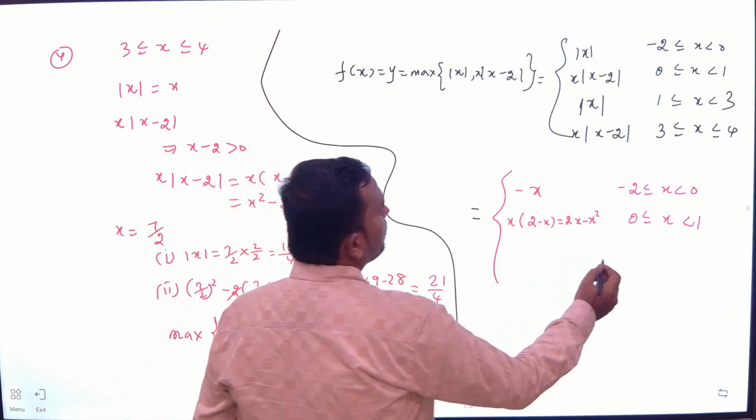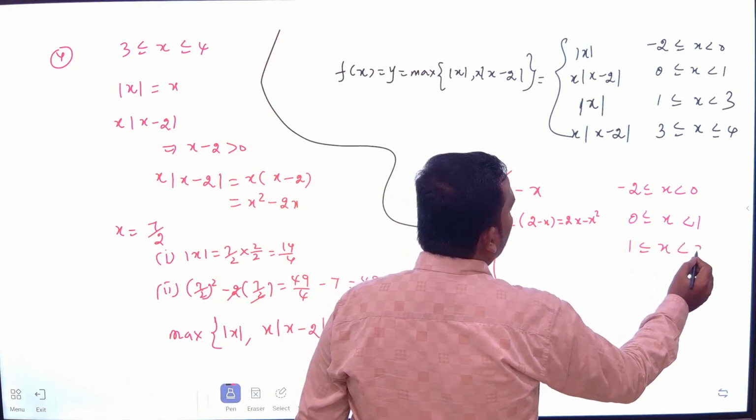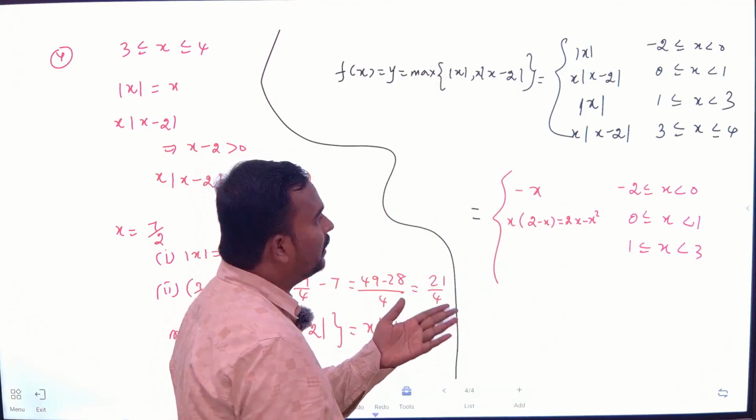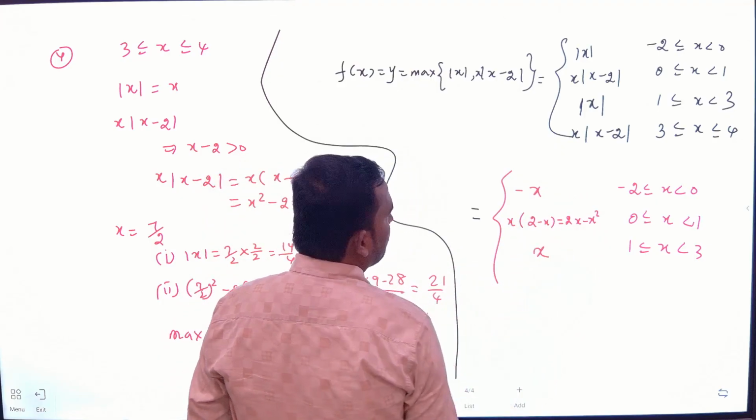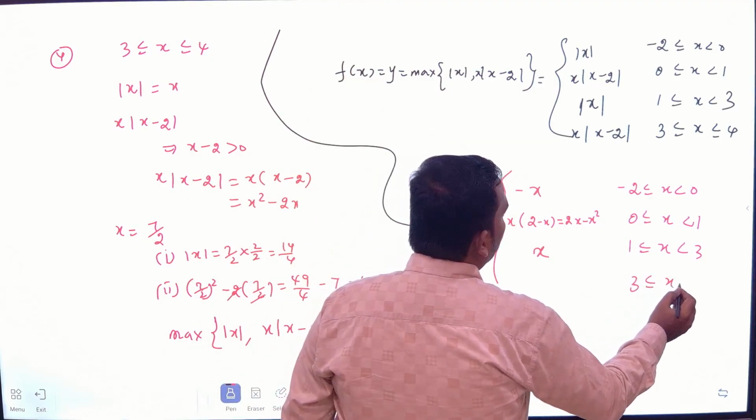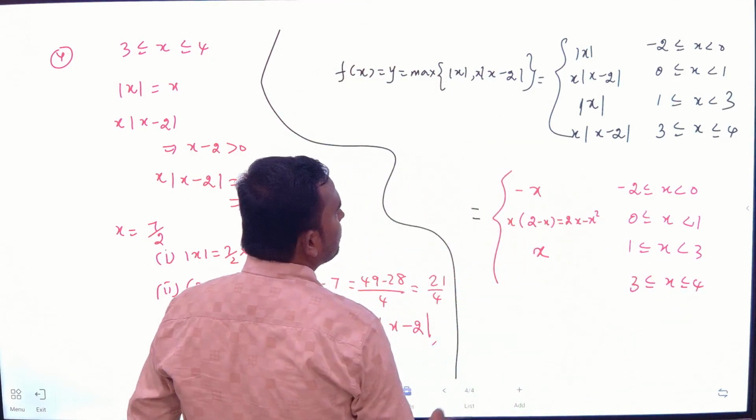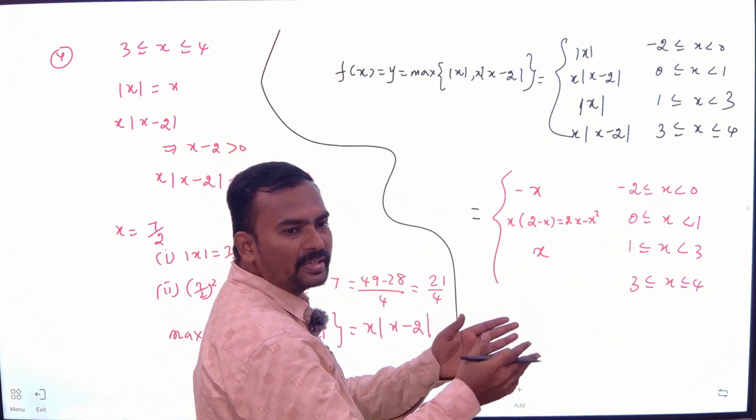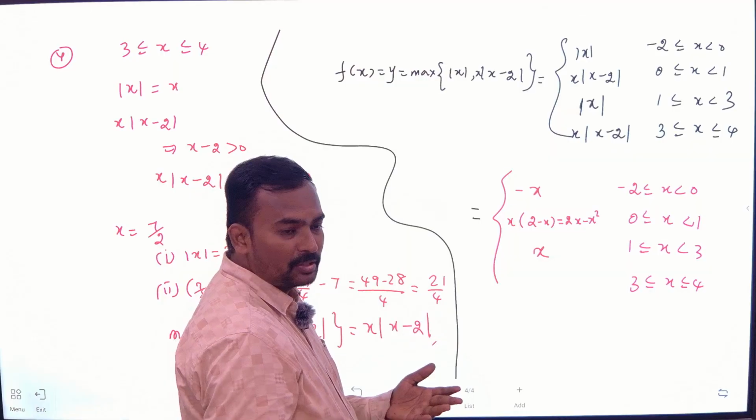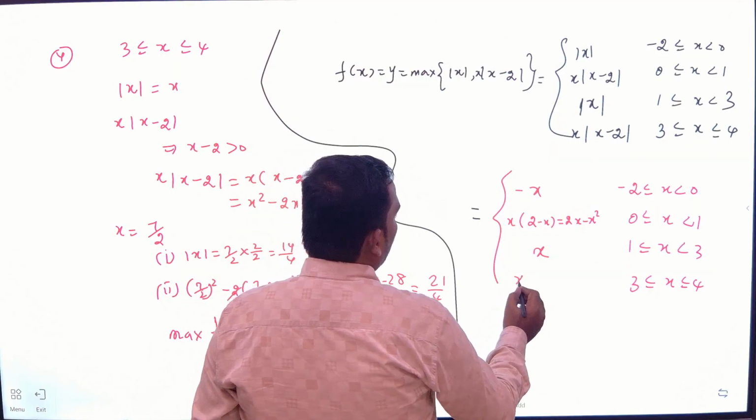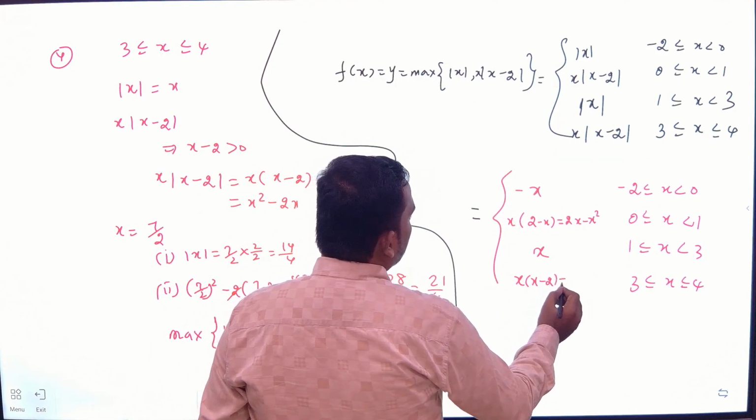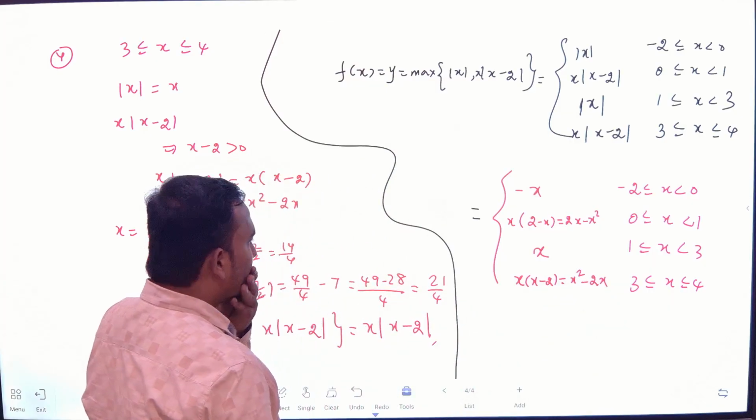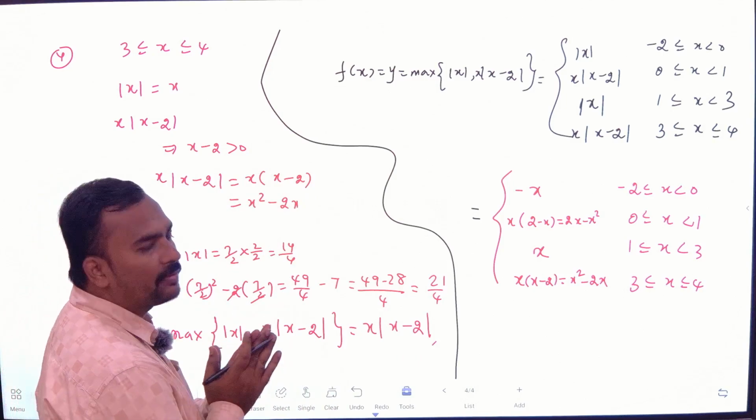Okay. So, next you can check 1 to 3. Definitely x is positive completely. Therefore, mod x is x. Then 3 to 4, if you add minus 2 on both sides, definitely mod x minus 2 is x minus 2 only, because positive. Therefore, x into x minus 2, it is same as x square minus 2x. Clear? This is your redefined function.